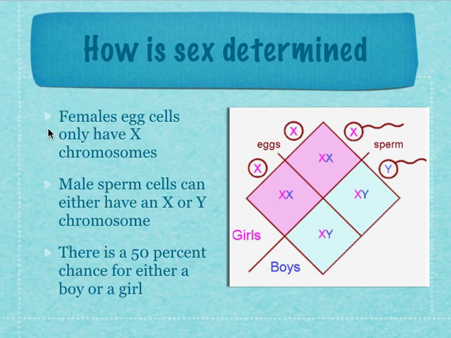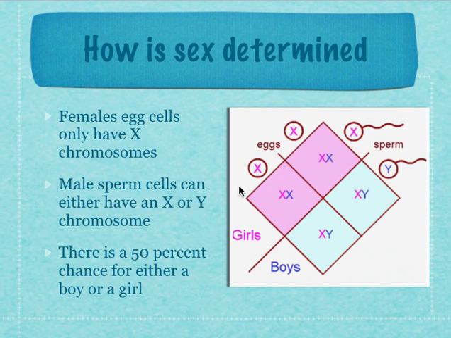Now, female egg cells can only carry X chromosomes. Male sperm cells, on the other hand, can either have an X or a Y chromosome. And the way that this works in this combination, if an X egg cell pairs up with an X sperm cell, the biological sex of the offspring will be female. If an X egg cell hooks up with a Y sperm cell, then the biological sex of the offspring will be male.